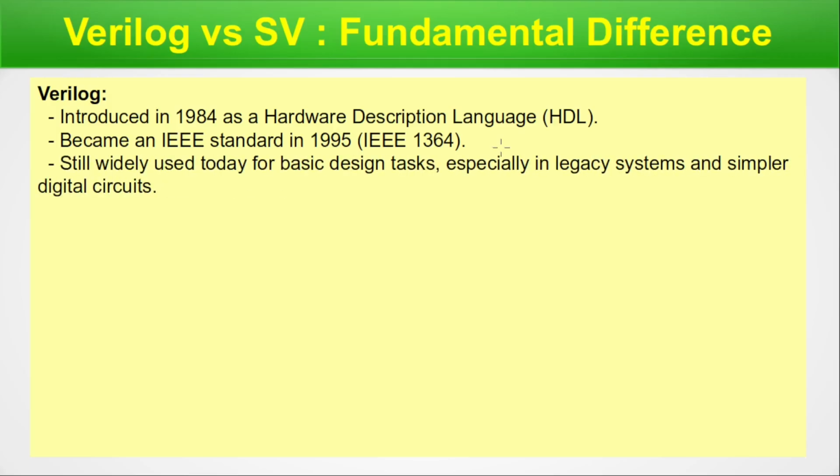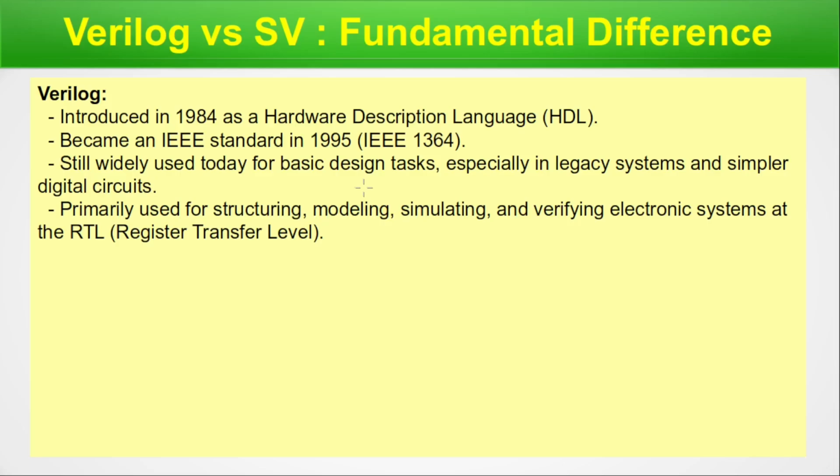Even though newer languages exist, Verilog is still popular for designing older systems and straightforward circuits because it's reliable and familiar. Basically, legacy systems have Verilog and simpler digital circuits are composed using Verilog. Primarily, it is used for structuring, modeling, simulating, and verifying electronic systems at RTL level. Verilog is mostly used to create and test digital designs at a level that focuses on how data or signals move and get processed within a system. That means for block level design, Verilog is used.